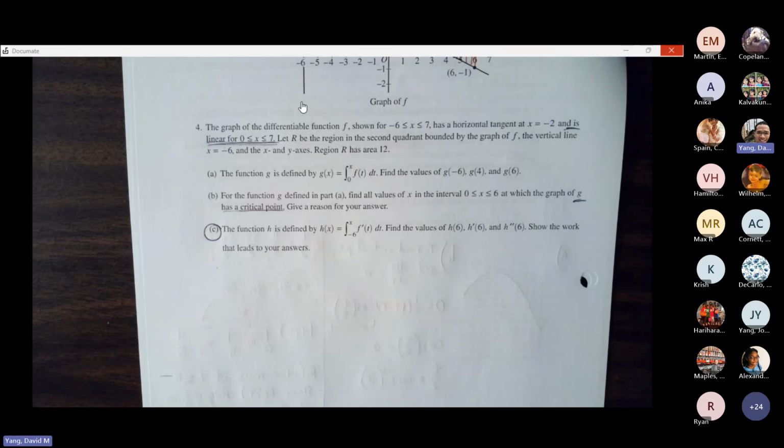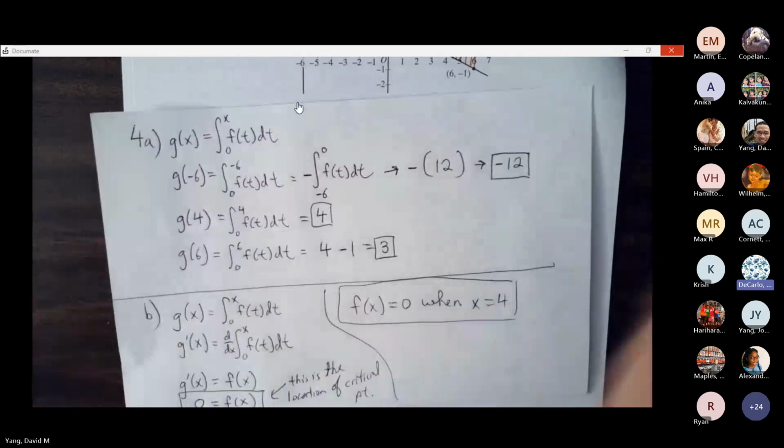Okay, question? For part B, do we have to write anything else, like give a reason for your answer? Is f of x equals 0 when x equals 4 enough?